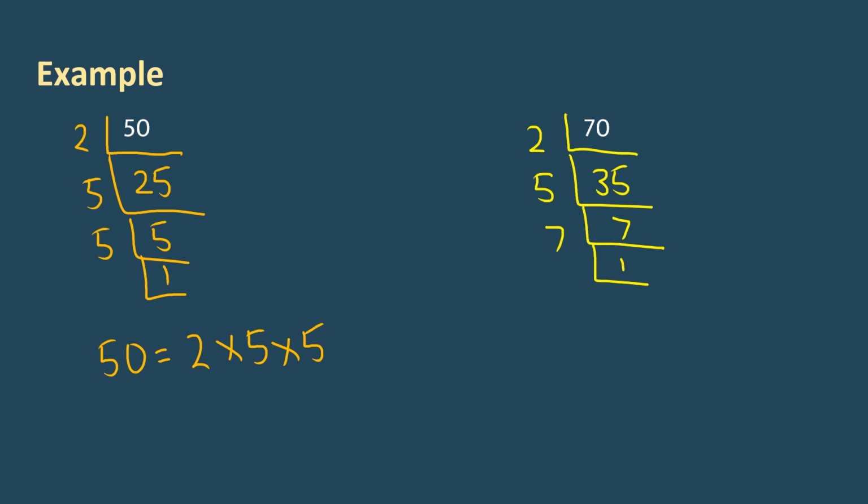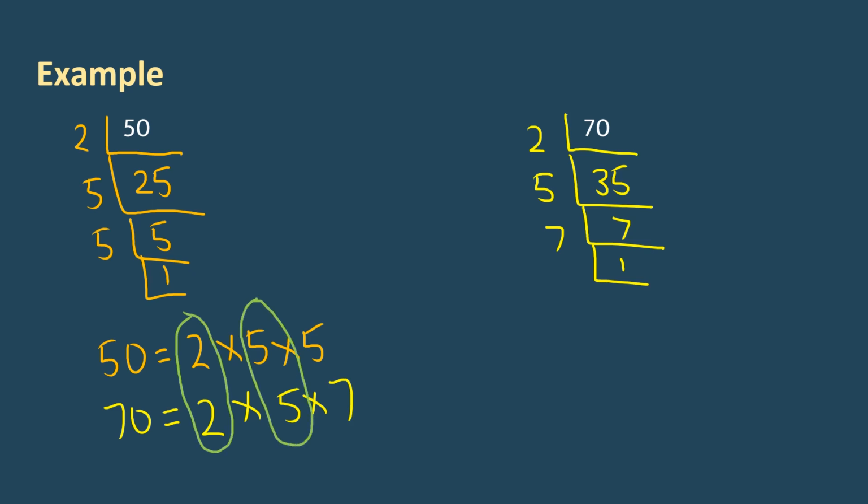So 70 is equal to 2 times 5 times 7. So now we find the common numbers again. So we have 2 and we have 5. And then 5 and 7 are two different numbers, so we stop. So that's why the HCF of 50 and 70 is 2 times 5, which is 10. And that's how we find the highest common factor for both 50 and 70.